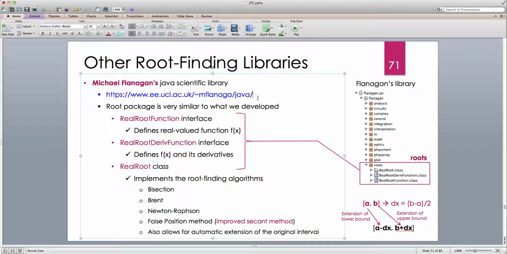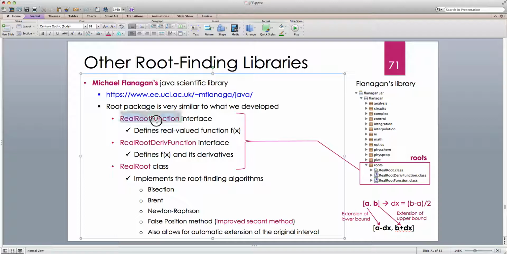Okay, now this is a snapshot of how this Flanagan library looks like. It has a couple of packages, and one of them is called roots. In this roots package it has 3 classes. 2 of them are interfaces, and one of them is the main class that implements all the algorithms. And it's exactly similar to what we already developed so far during all these lectures.